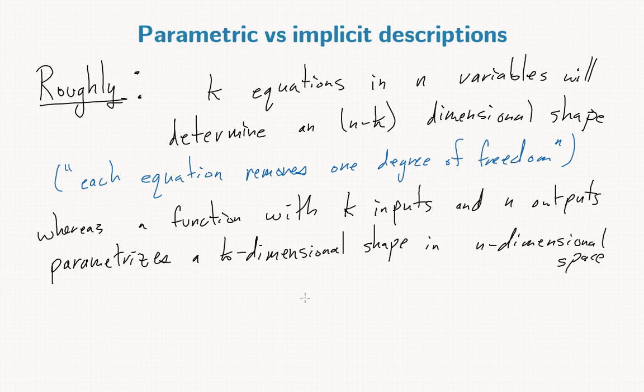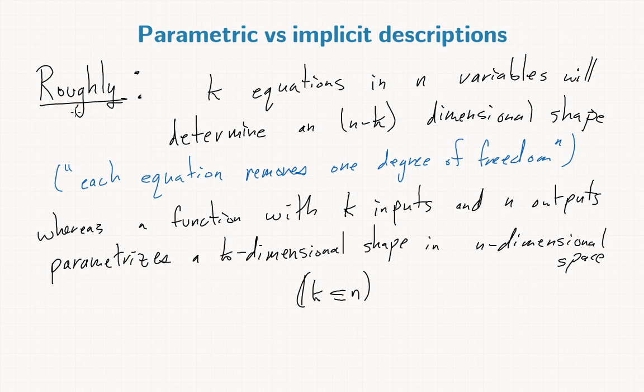So we need k to be less than or equal to n, but aside from that, the dimension of a shape with a parametric description only depends on the number of inputs and not on the number of outputs. So we start out with 0-dimensional, and each input we add increases the dimension, whereas with an implicit description, we start out with n dimensions, and each equation we add removes a dimension.